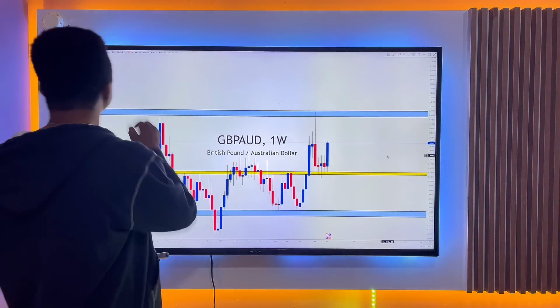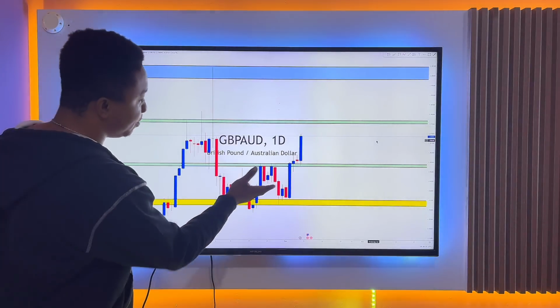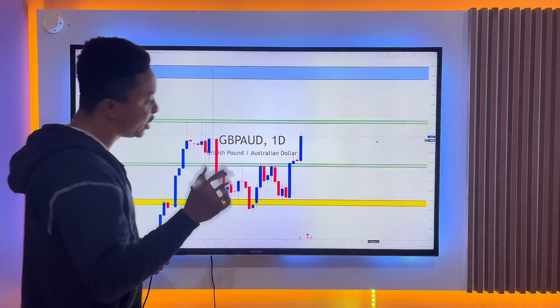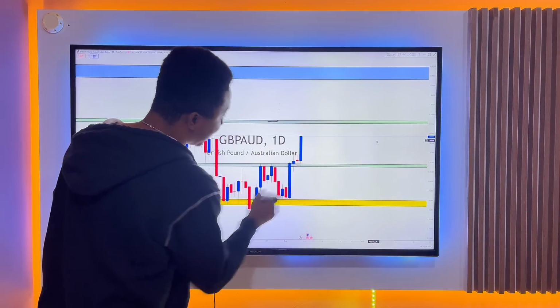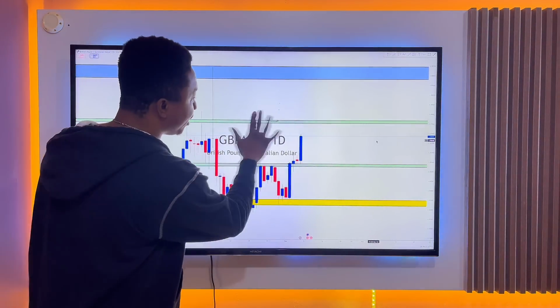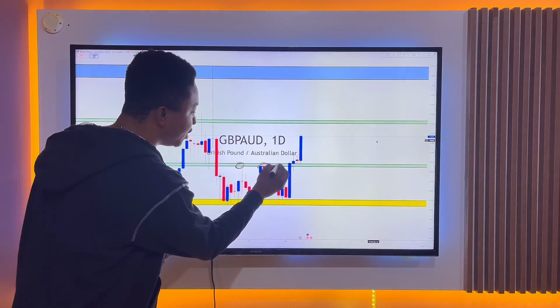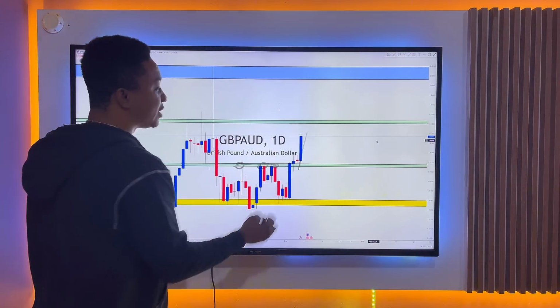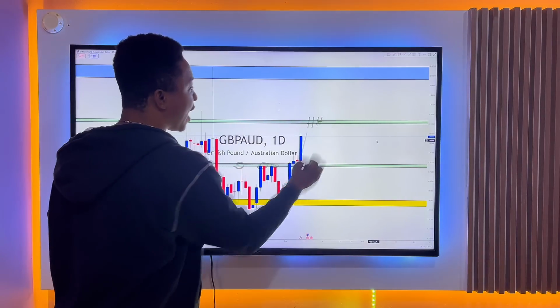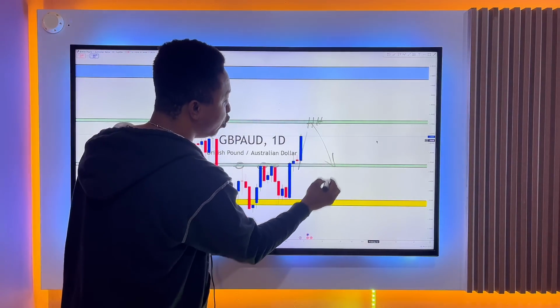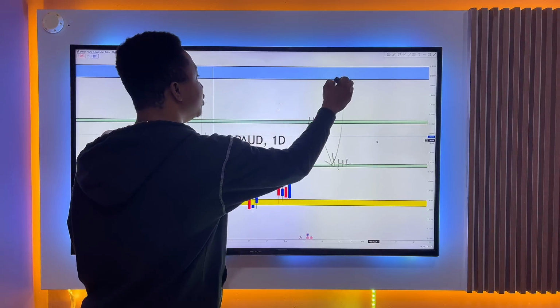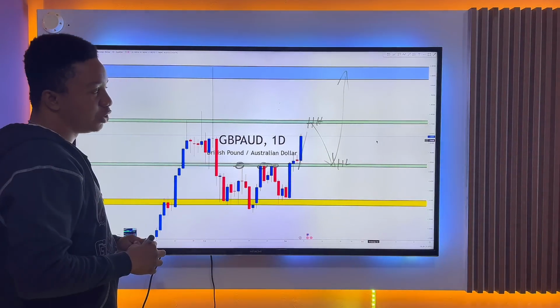All right, let's go to daily. Okay, so this is GBPAUD on the daily time frame. On the daily, we have our daily upper zone and our daily lower zone. Now, let's explain what is happening on the daily time frame as well. On the daily time frame, price has also broken above its lower high here to the upside, giving us a higher high. After a higher high, what do we expect to see? Higher low before a continuation push all the way to the upside.